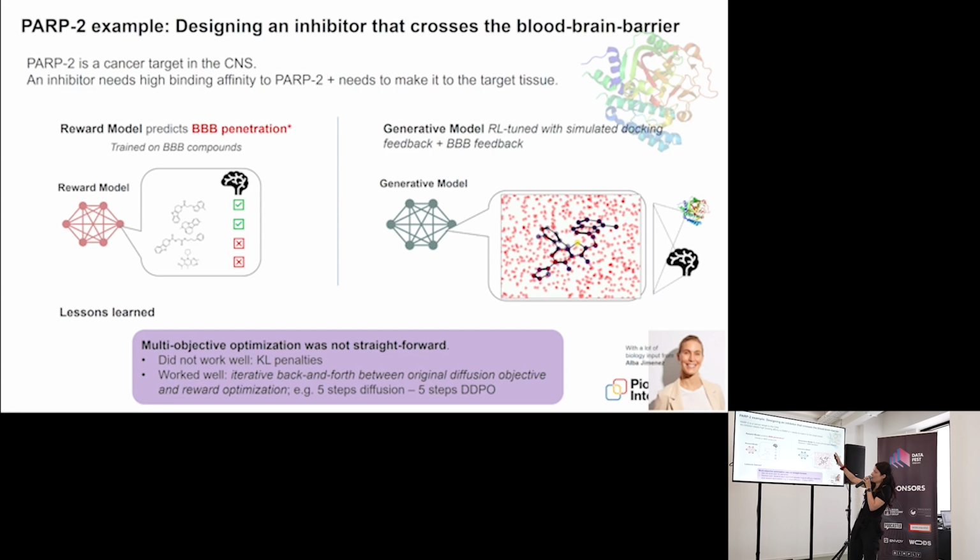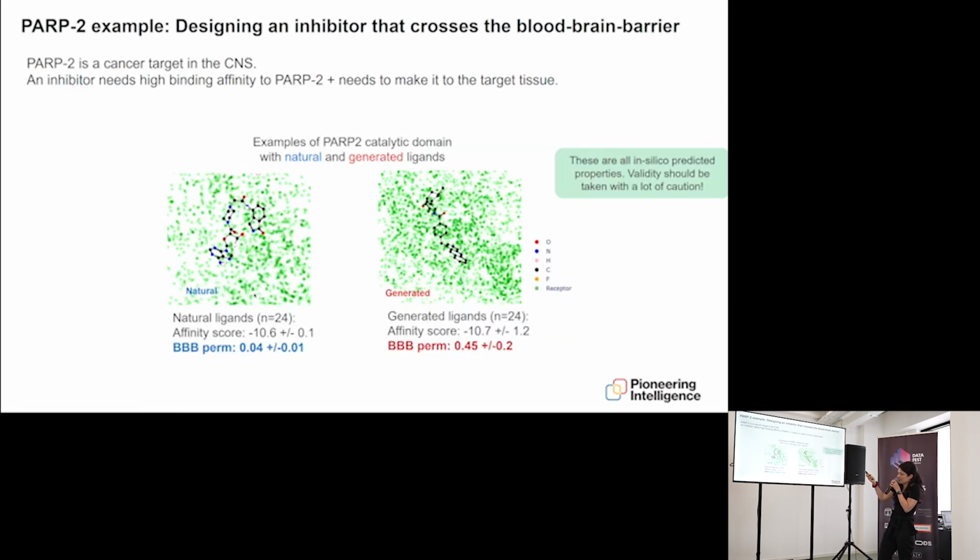I often found that if I just optimized for blood-brain barrier permeability, I got catastrophic forgetting. I tried a KL penalty, but in the end I was just walking back and forth and didn't see improvement on both ends. What worked way, way better was an iterative back and forth over the diffusion steps. You do a couple of steps of just the diffusion, so that's your original policy, and then you switch and do a couple of steps of optimization on your proxy rewards like blood-brain barrier or the docking, and then you switch back to your original diffusion. Doing this allowed me in practice to walk this Pareto front and to produce these results.